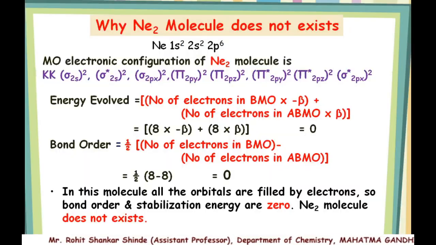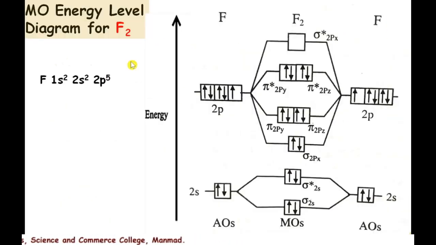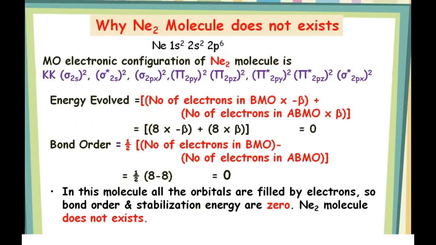Now let us see why the dineon molecule, that is the Ne2 molecule, does not exist. If we compare the molecular orbital energy level diagram of F2 and Ne2, in case of Ne2, its electronic configuration is 1s2, 2s2 and 2p6. Its octet is complete.